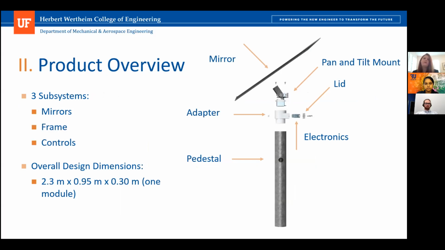So we decided to split our design into 3 subsystems: the mirror, which consists of the standard glass mirror, the frame, which consists of the galvanized steel pipe, and the control system, which consists of 2 servo motors, the Arduino Nano, the AC-DC converter, the bracket, and the adapter. The overall dimensions of the module are 2.3 meters by 0.9 meters by 0.3 meters. Thank you, and I'll pass it on to Antonella for the mirror analysis.